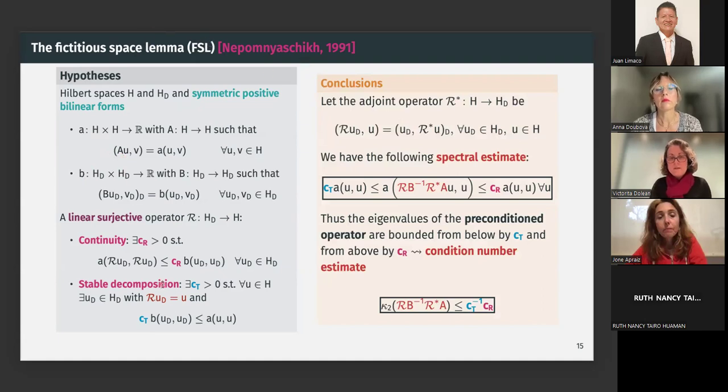So this fictitious space lemma says that if these assumptions are verified, then you have this spectral estimate. What does it mean? If you look a bit closer at this red part, it means we precondition A by this operator, R being the restriction operator, and B is the preconditioner. Then you have this estimate with the constants c_R and c_T. In other words, the spectral condition number of this preconditioned operator is bounded by the ratio of these two constants. So it looks like a very nice result and quite general, and we can put literally all the methods that we have in this framework.